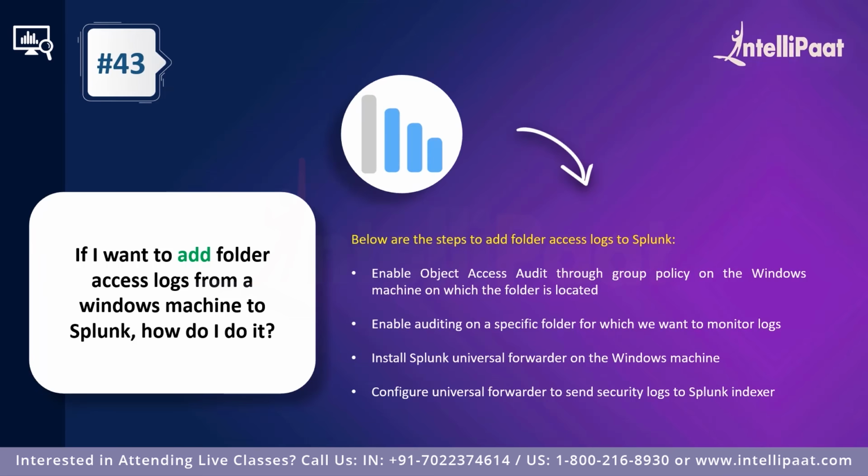So you'll have to add folder access logs to Splunk. To do that, you'll have to enable the object access audit by using the group policy on the Windows machine wherever the folder in question is located. After enabling auditing on that particular folder, you will have to check the logs. You'll have to check the logs firstly, and after that, just install the UF, right? Install the Splunk Universal Forwarder on the Windows machine itself and configure it to send all the security logs to the particular Splunk indexer. So the first step is the most important one here. You'll have to edit the object access audit using the group policy, and then enable auditing, and then use the forwarder to send all the logs to the indexer.